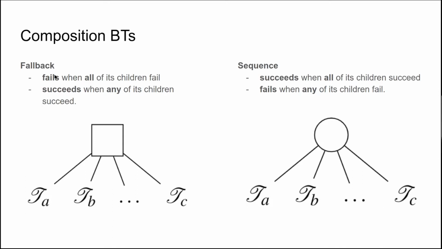So in a fallback, if one of these children fails, like a tick comes in, this guy fails, then it's going to go to the next one, and then so on. So then this overall behavior tree here will only fail if all of its children fail. But if any of its children succeed, then it's going to be able to return success. And then it's the opposite for this sequence composition over here. So using these two compositions, we can make a bunch of different complex behaviors.